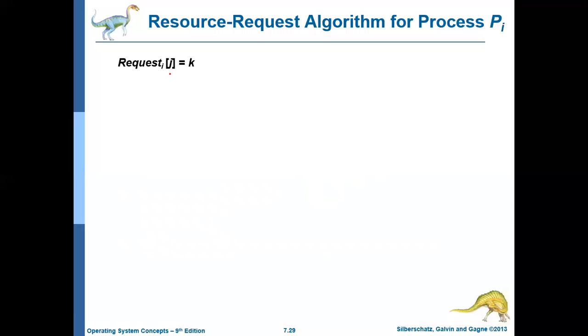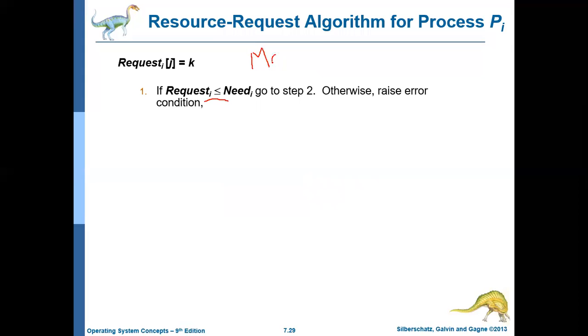With this knowledge, let us go through the algorithm. The first step says that if request of I is less than or equal to need, go to step 2. Otherwise, raise an error, because request should always be less than or equal to need. A process cannot request more than its need. What is need? Every process should declare its max. Max is how many instances of each resource a particular process will require.